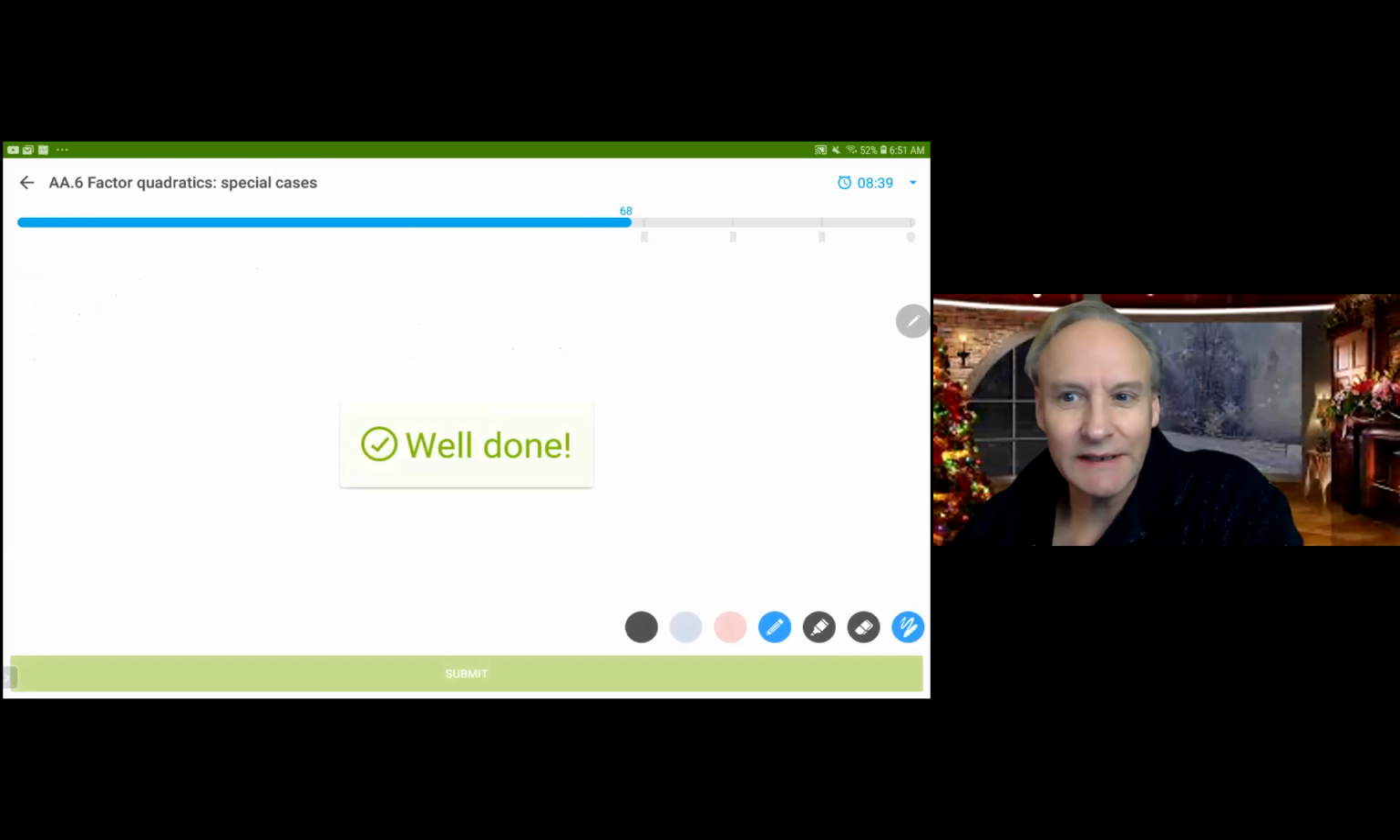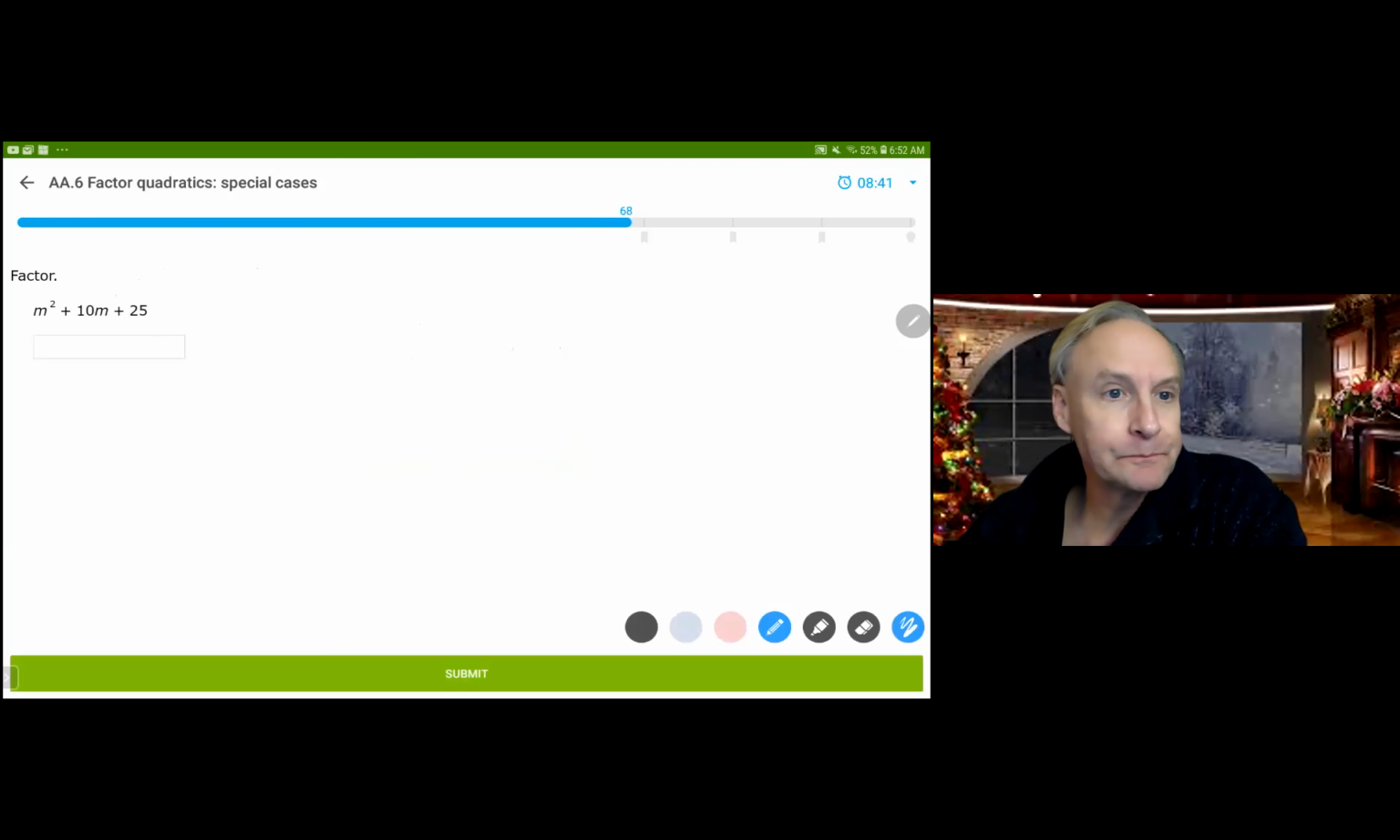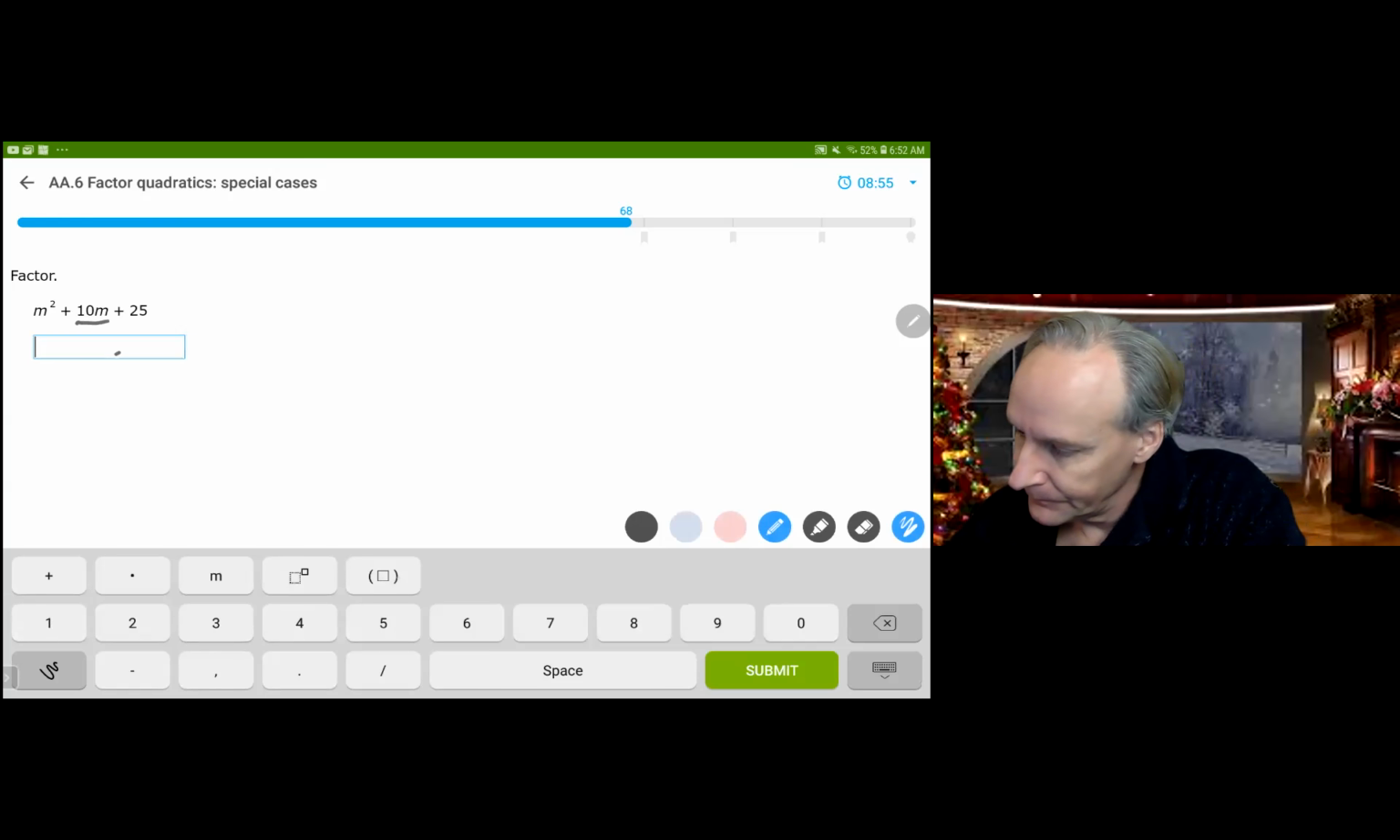I'd like to double check, make sure I actually wrote what I thought I did. Okay, is that one a perfect square trinomial? And sure enough, it is. Notice the product of 5m doubled is 10m. So m plus 5 squared. Oh, not there. Outside, there we go.